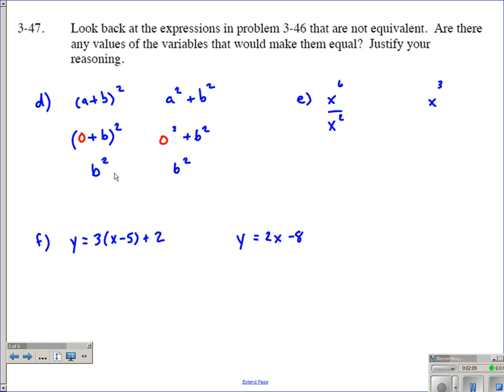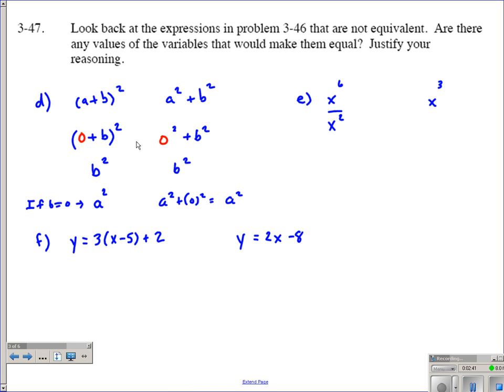Now what you need to ask yourself here is, would this also be true if B was 0 instead of A? And in that case, it would. We would be left with an A squared if B was 0. Let's go ahead and write that. If B equaled 0, then we'd have (A plus 0) squared, which is A squared. And if B equaled 0 here, we'd have A squared plus 0 squared, which would still leave us with an A squared.